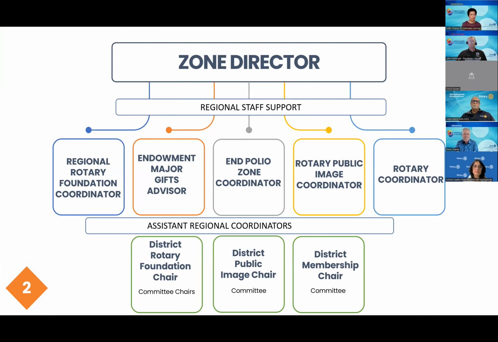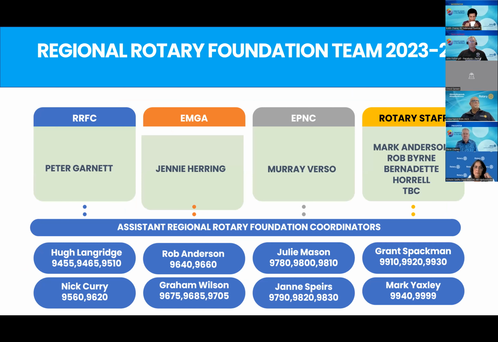So having a look at it more from a foundation point of view, this is the team for 23-24. Our Rotary Foundation coordinator is Peter Garnett from 9910. I am there from 20. Murray Verso is from, I think, Melbourne. And then we have the Rotary staff that assist us in everything we do. Some of them you'll be familiar with, like Mark Anderson, who's been across several times, and Rob Byrne, who are a great help if you ever need anything.